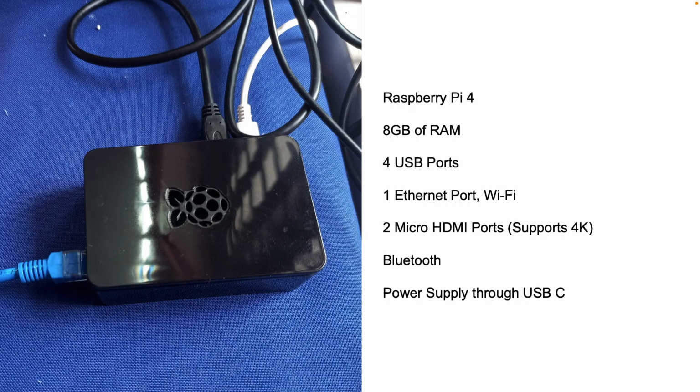However, recently I got a Raspberry Pi as a birthday gift. The one that I got was the Raspberry Pi 4 with 8GB of RAM. It has got 4 USB ports, 1 Ethernet port, Wi-Fi, 2 micro HDMI ports which support 4K, Bluetooth, and the power supply is through USB-C. It is basically a very good computing device in a very small form factor.